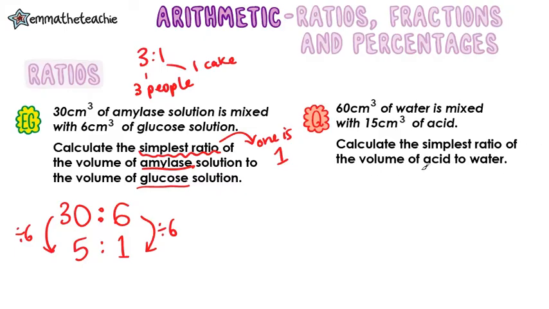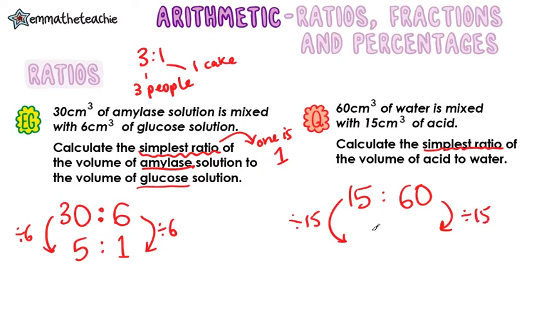So we need to give the acid number first, which is 15. So we're going to do 15, and then the water number, which is 60. 15 to 60. Okay, again, it wants the simplest ratio, so we need to get it down to 1. So we divide by the smaller number, which is 15. And when we divide both sides by 15, we're going to get 1 to 4. So that is your acid to water, 1 to 4.